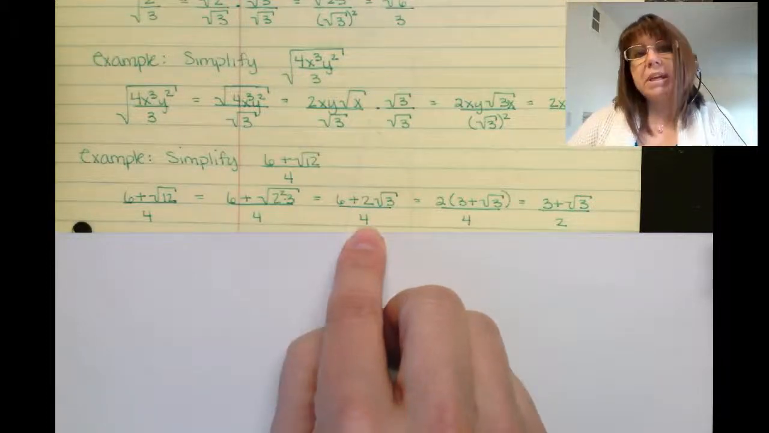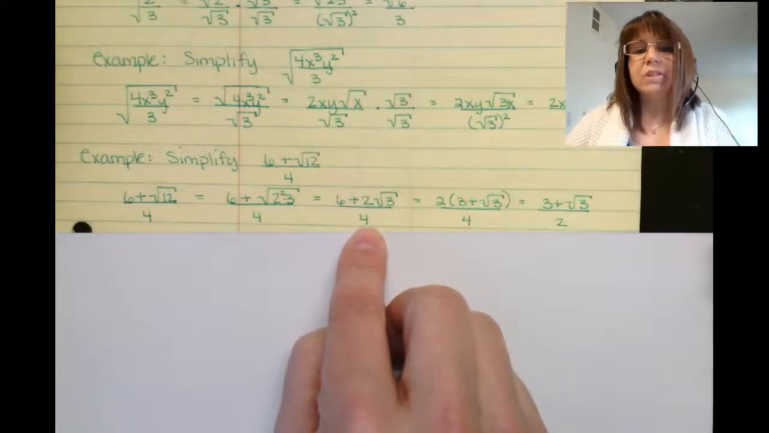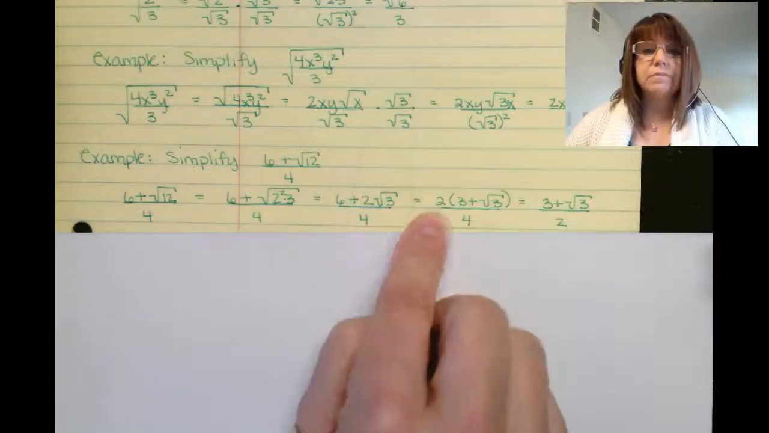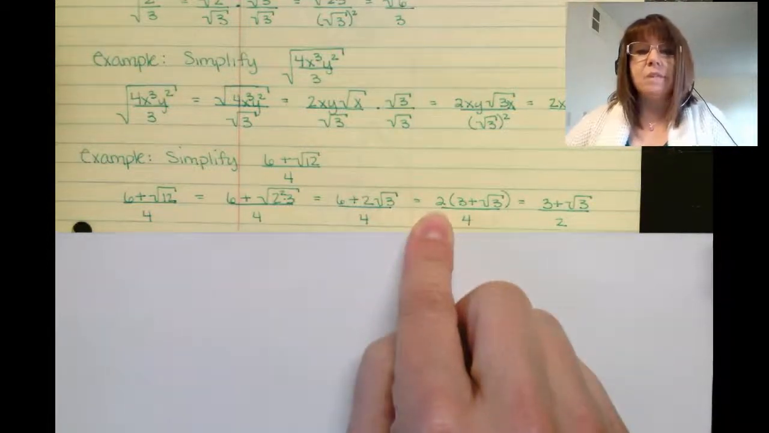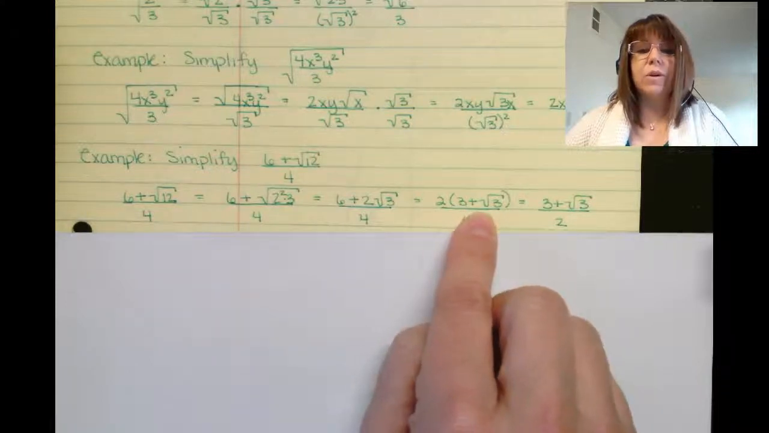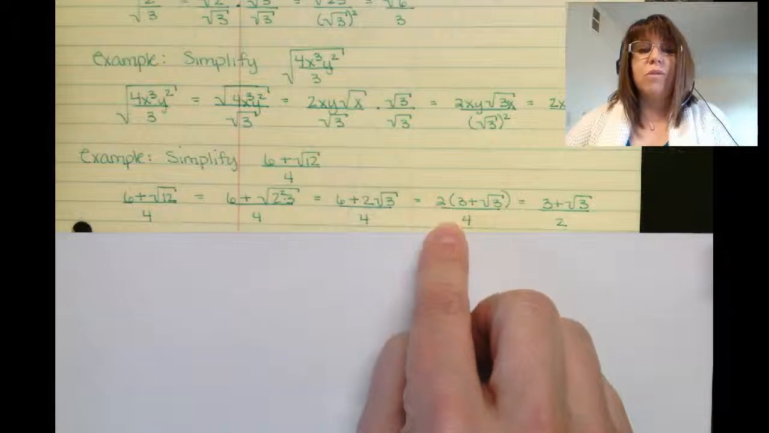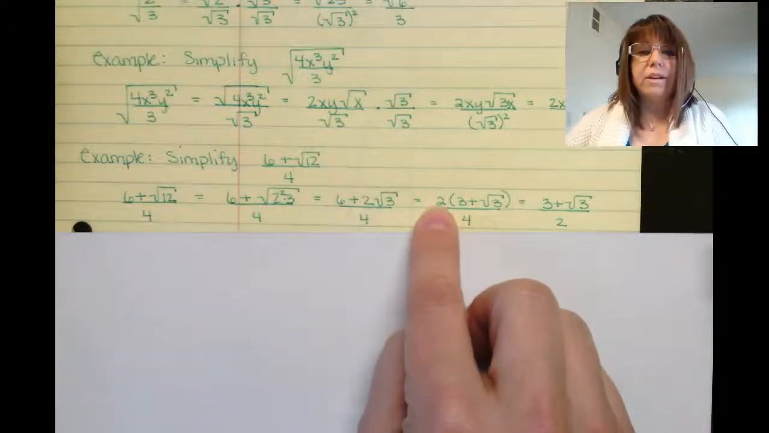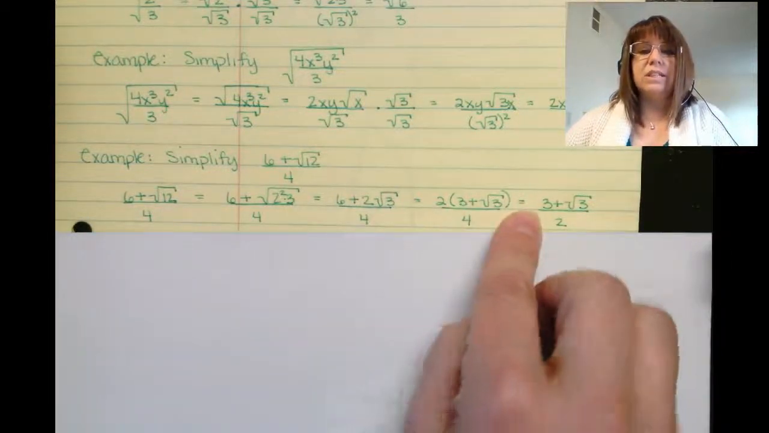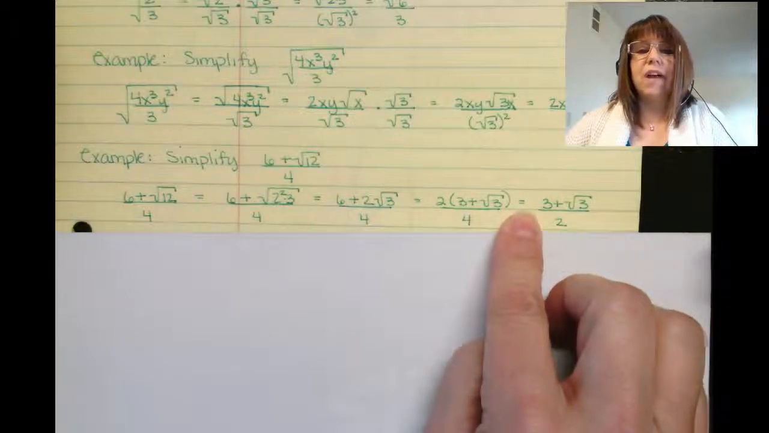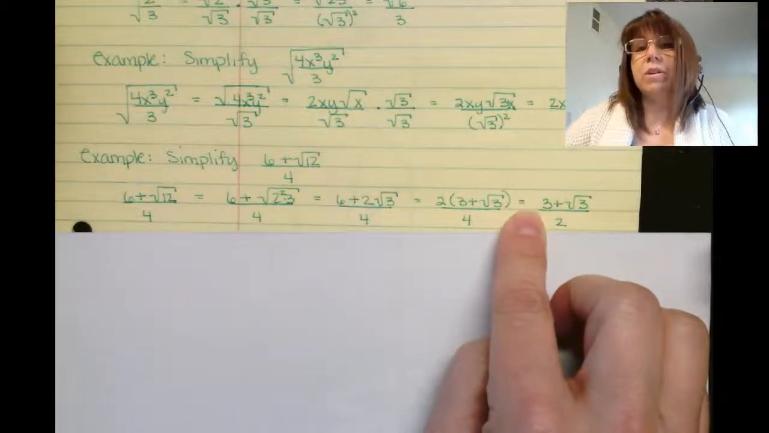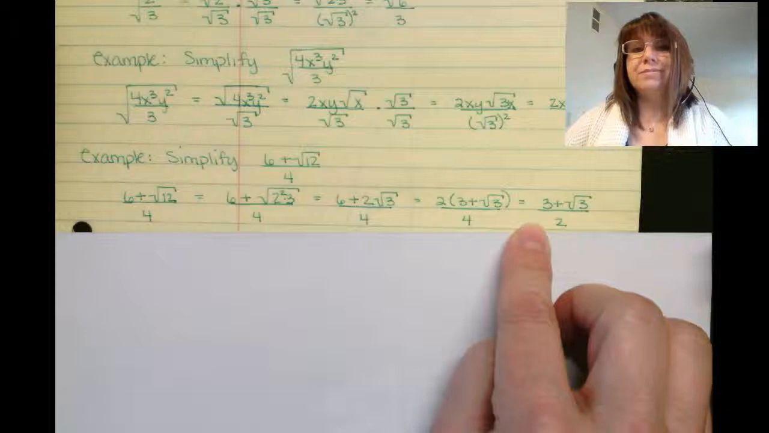There is a common factor, and the greatest common factor for the numerator is a 2. So if I factor out a 2, I get 2 times the quantity 3 plus the square root of 3 all over 4. And 2 over 4 can reduce into 1 over 2, which leads us to the final solution of 3 plus the square root of 3 all over 2.